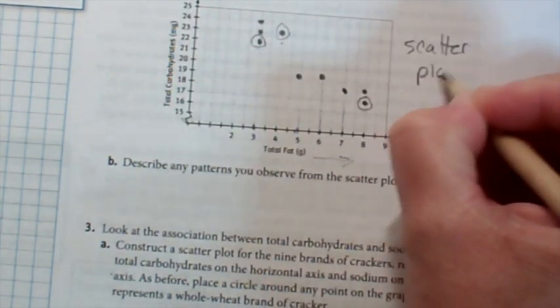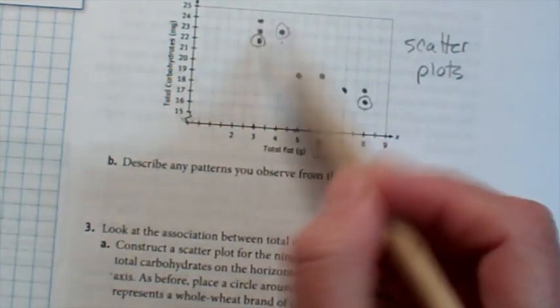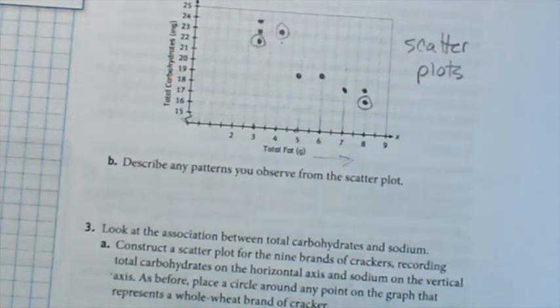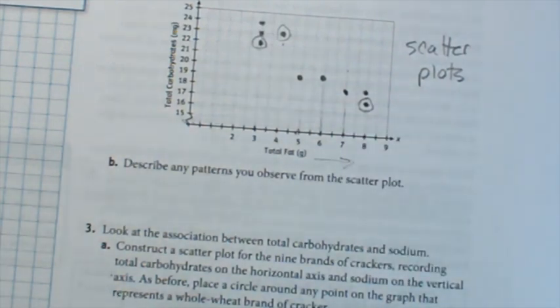And scatter plots are really well named because they look like a scatter of points, right? Some are more scattered than others. But we do end up with a scattering of points because each point represents a different member of your population. These are all different boxes of crackers. So we would not expect a nice line like we have when we're paying $10 per hour for something.